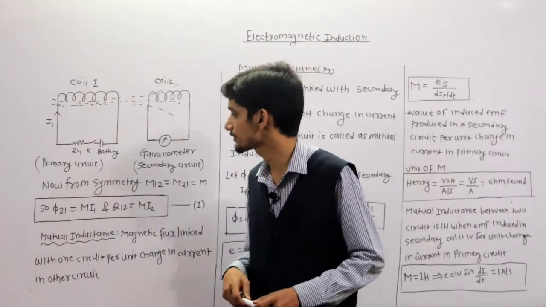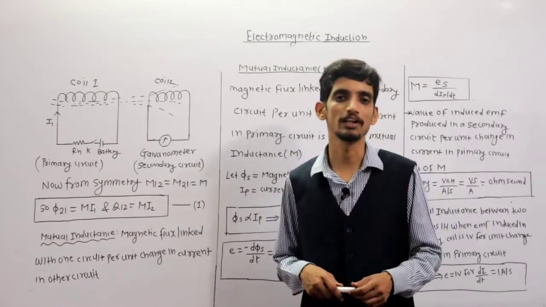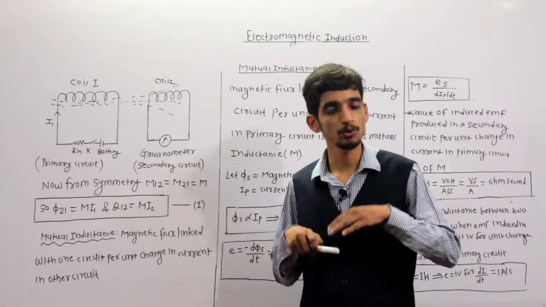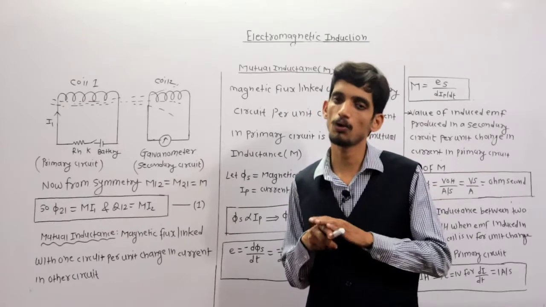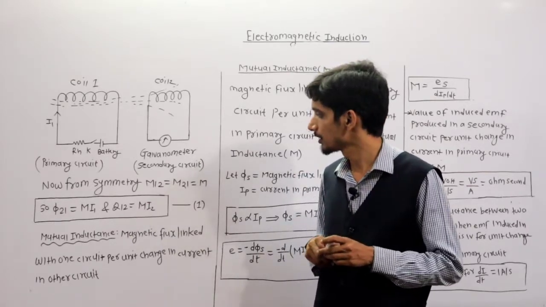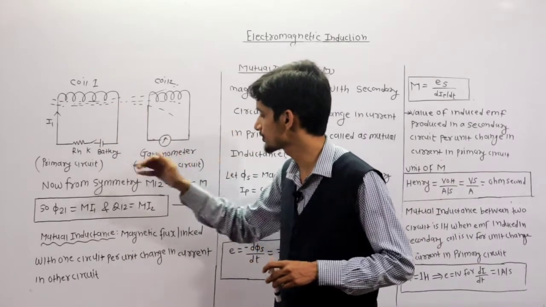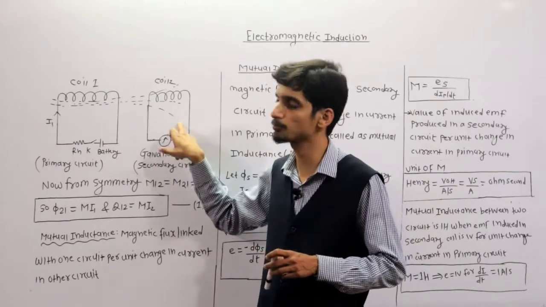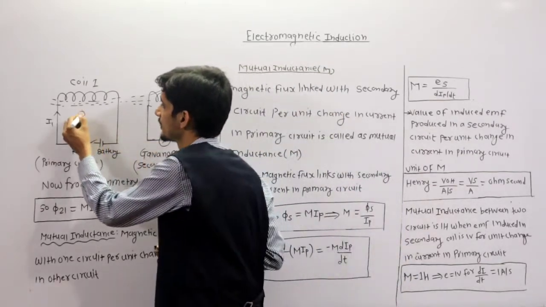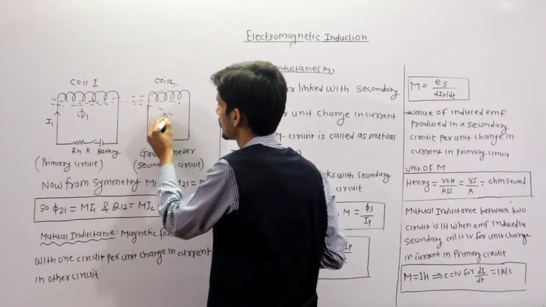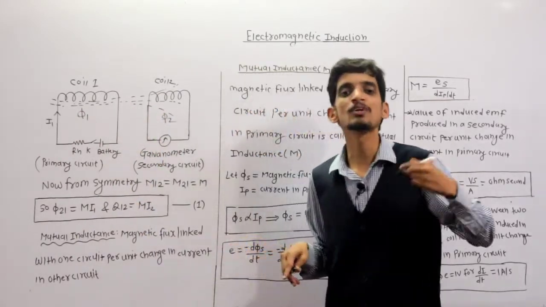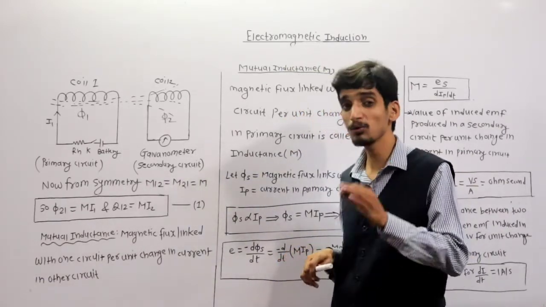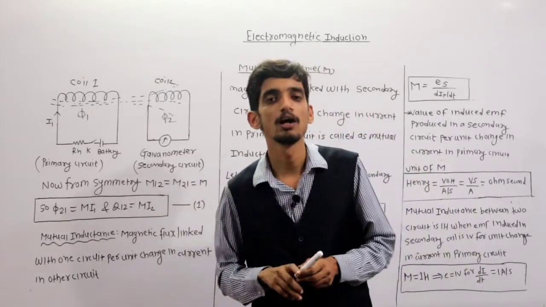Now we are going to discuss some important points about mutual induction. As I already discussed the definition of mutual induction and what inductance means, we have covered all those things. Now take the same circuit, with coil 1 and coil 2. Current is flowing in the first circuit, and the flux created in the first circuit links with the second circuit. Clear? Okay.